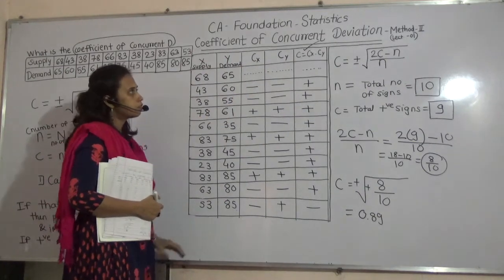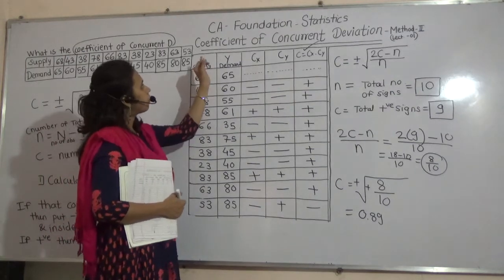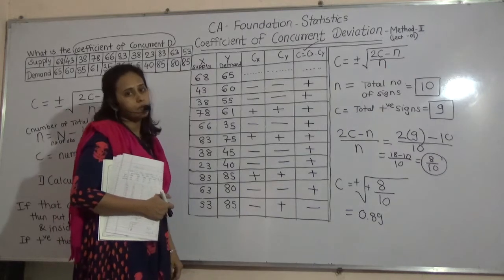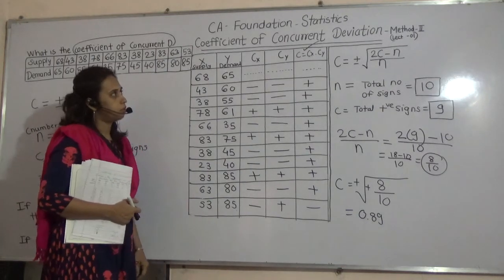We have already covered Spearman's correlation and we have covered this coefficient of concurrent deviation. Now in the next lecture I will explain the scatter diagram method.